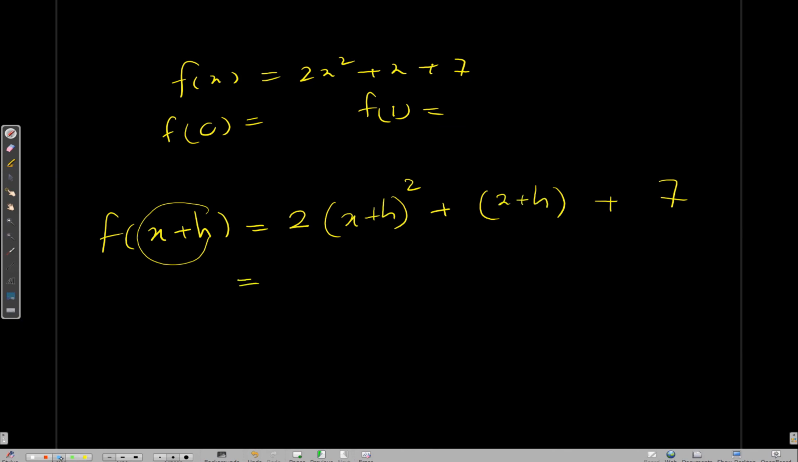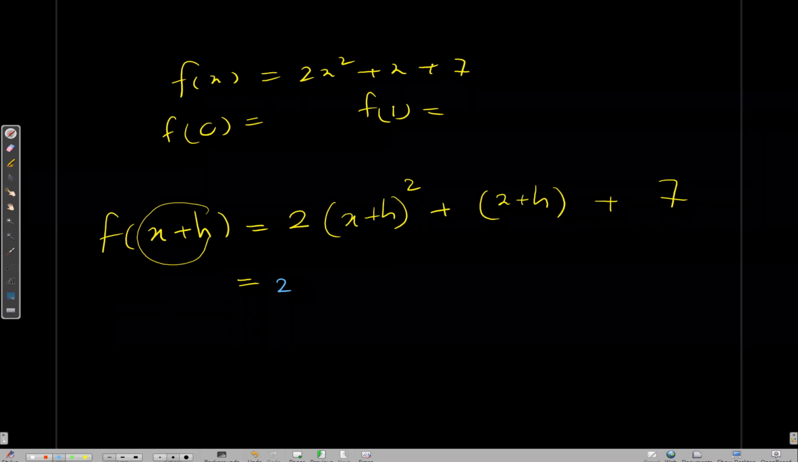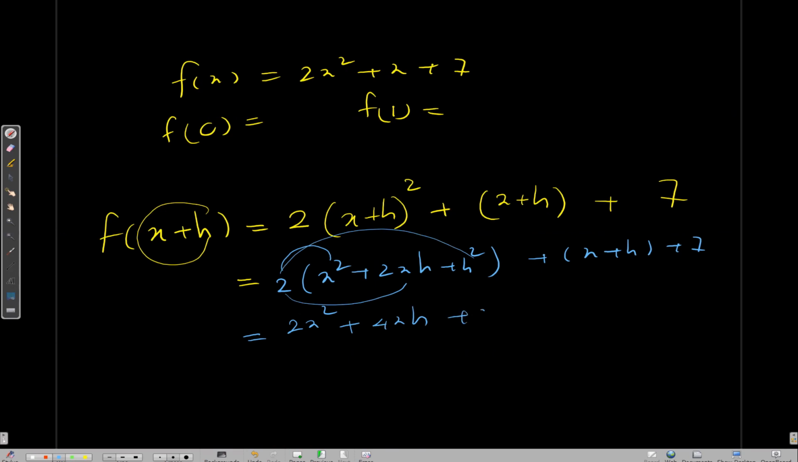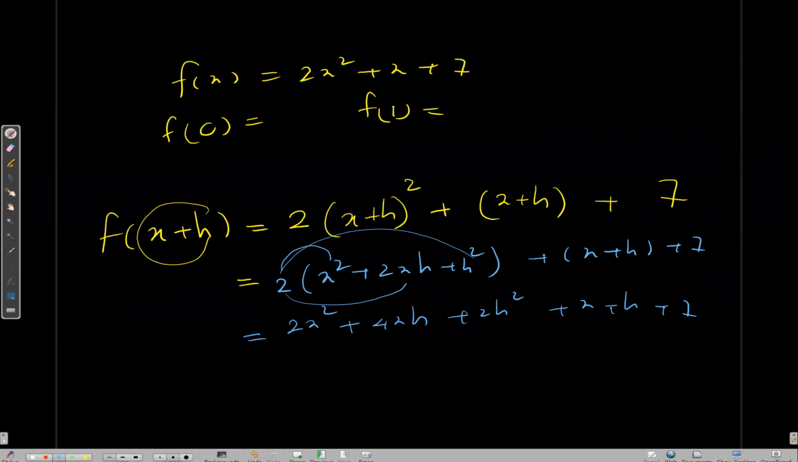Let me quickly do that. 2 times x plus h squared. Remember, a plus b squared is a squared plus 2ab plus b squared. So this is going to be 2 times x squared plus 2xh plus h squared, plus x plus h plus 7. Now combine similar terms. We only have one x squared, so 2x squared. Here 2 times 2 is 4xh. And here 2h squared. And from here, x plus h plus 7. I think that's all we can do because all the terms are different.